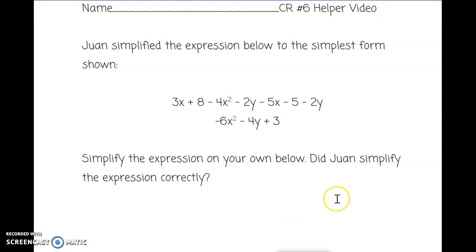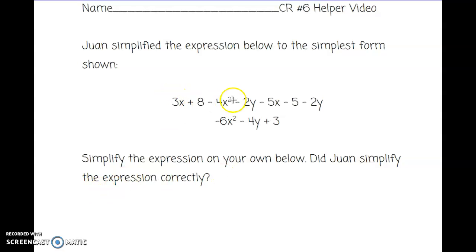Okay, well here's the issue with that. The issue is that we have 3 terms here, but it looks like we have x's, we have no's, and we have x squareds and y's. So let's go ahead and simplify this problem on our own because it does say simplify the expression on your own below, and did Juan simplify the expression correctly.